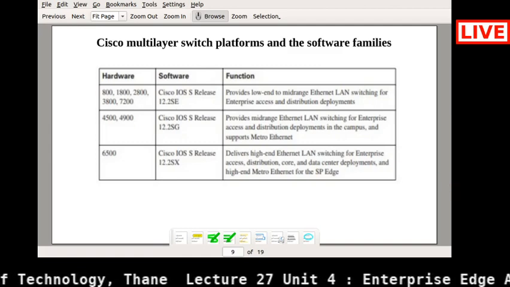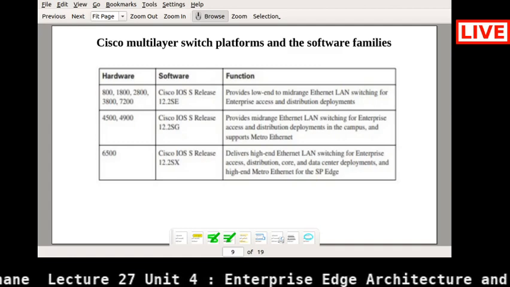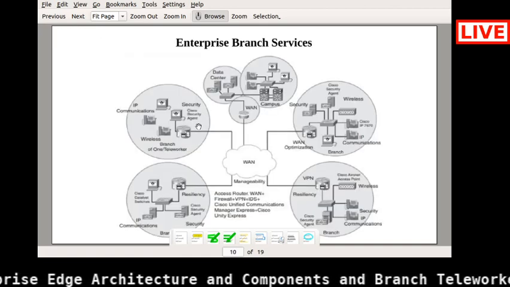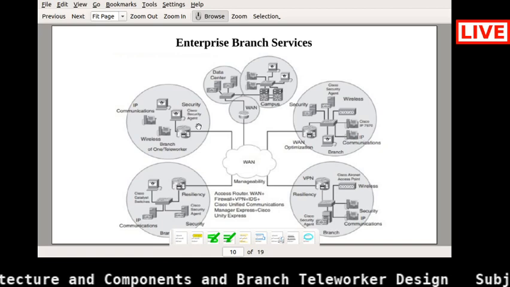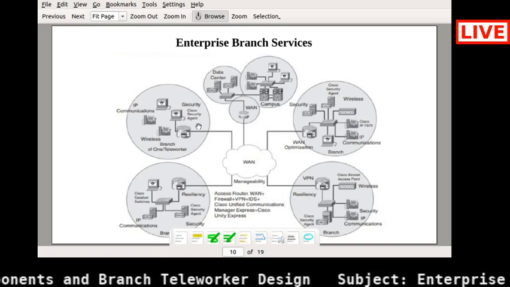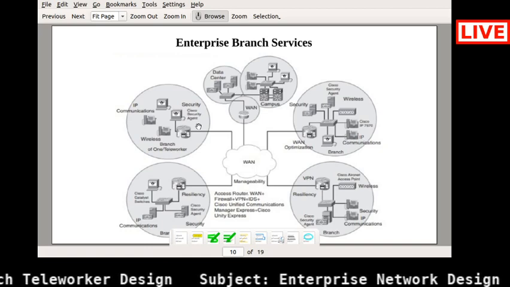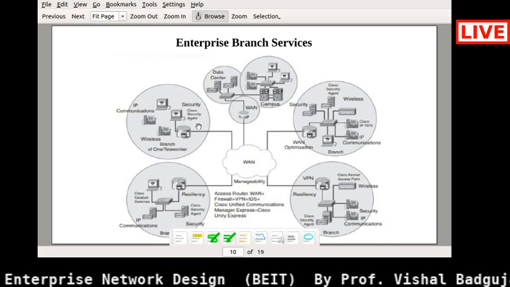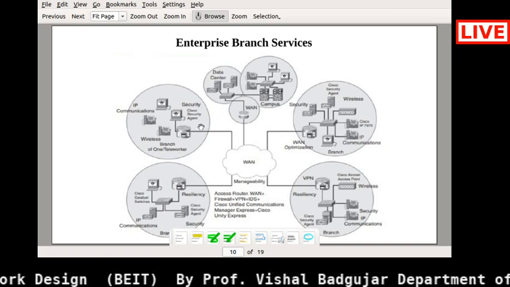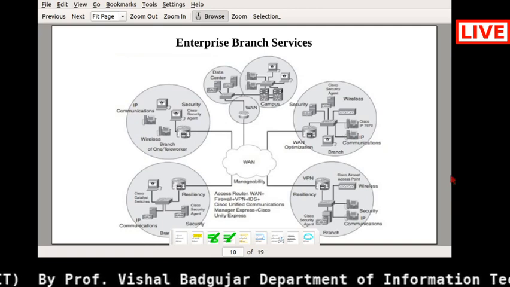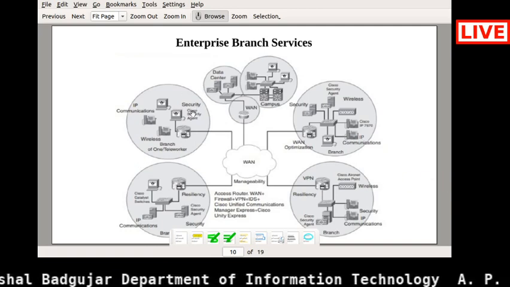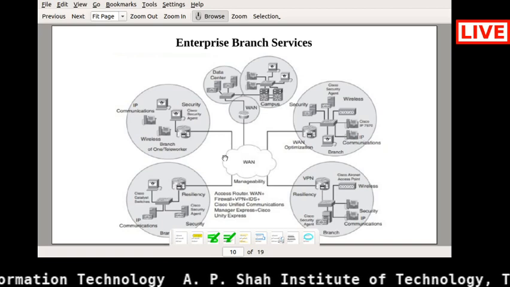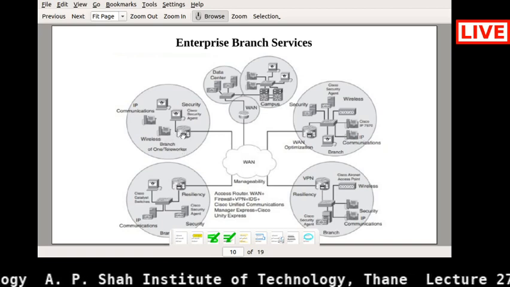So this is with respect to your enterprise edge components, right? Then we will see how the enterprise branch services or enterprise teleworker services will be used, right? So if you see what the different enterprise branch services we are offering, there is this particular WAN designing, right? So if you see here in this services diagram, there are some different branches which are connected to this particular WAN network, right? Each and every branch has a different kind of services over here.